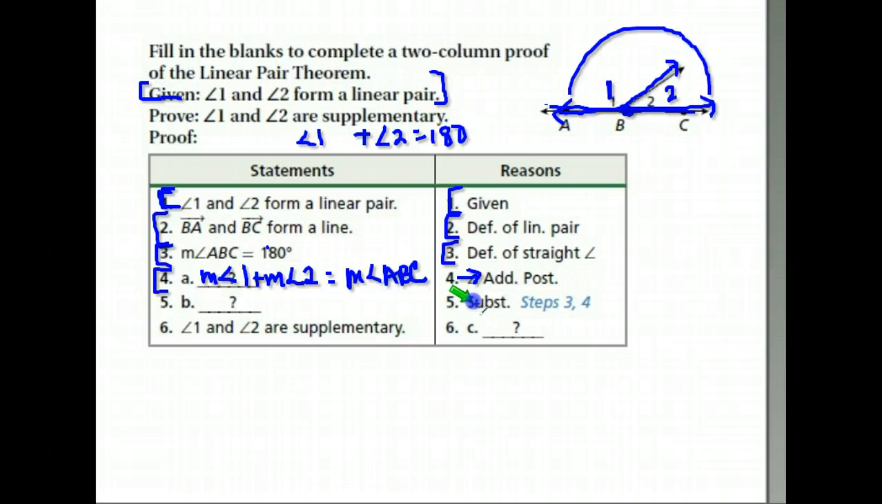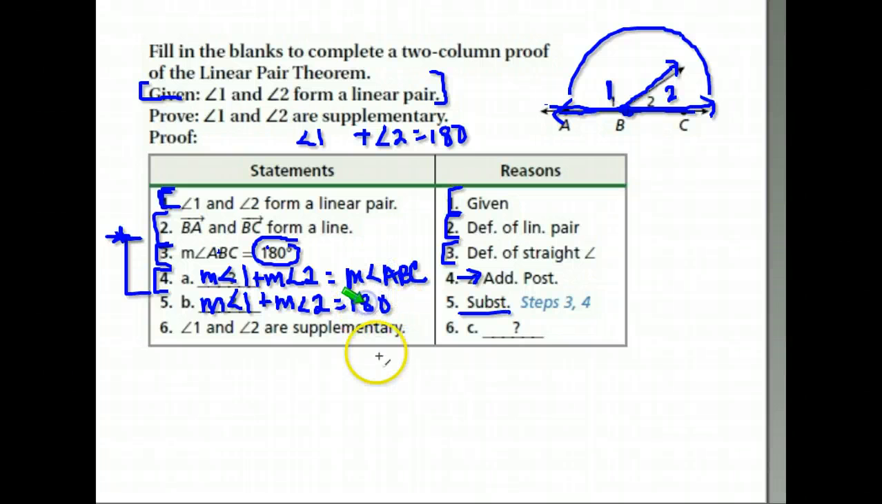Next, it says they're using substitution with steps 3 and 4. They put that in there to kind of give us a hint of where we're going and help whoever's looking at this proof. Well, ABC is 180 degrees, and here we have an ABC. Substitution means we can replace the ABC with what it's equal to, which happens to be 180. So we have measure of angle 1 plus measure of angle 2 equals 180. That's the substitution property. We replaced angle ABC with 180 because up here we knew that it was equal to it.